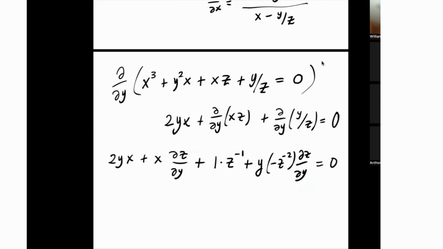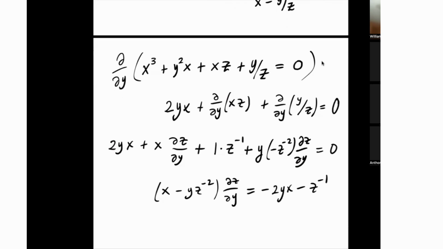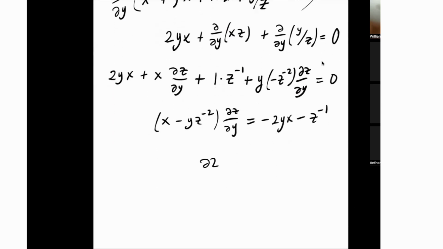Last step, we collect everything involving dz/dy. So this is going to be x minus y z to the minus 2, times dz/dy. Here I collected this term and this term. Everything else doesn't depend on dz/dy, so it goes to the other side. Get minus 2yx minus z to the minus 1. And then now we can solve for dz/dy.